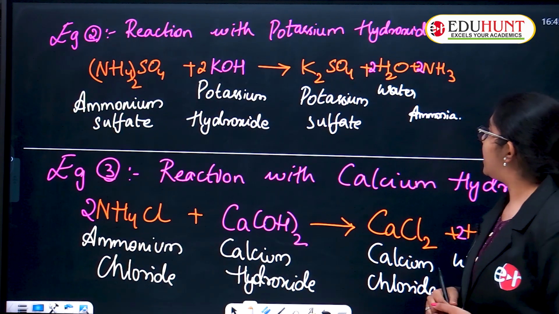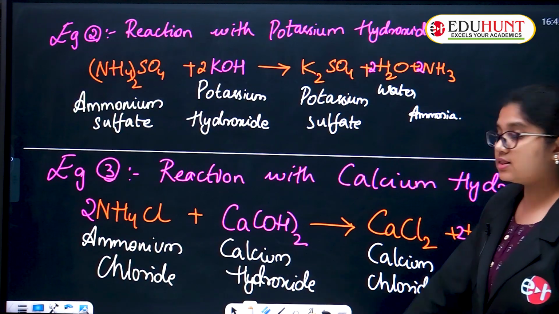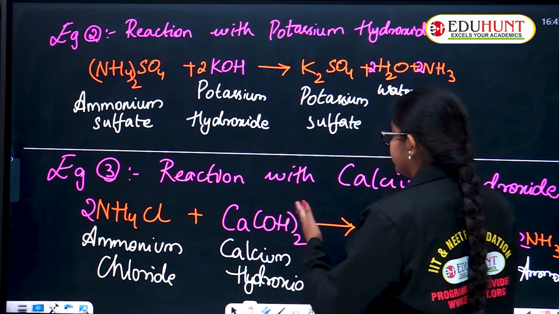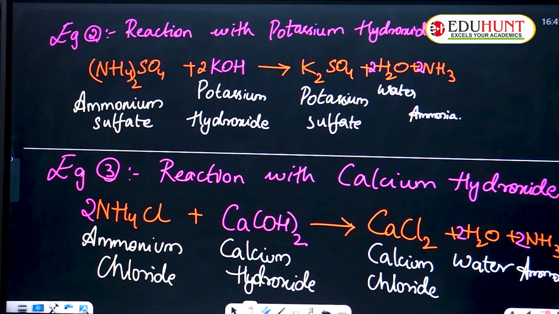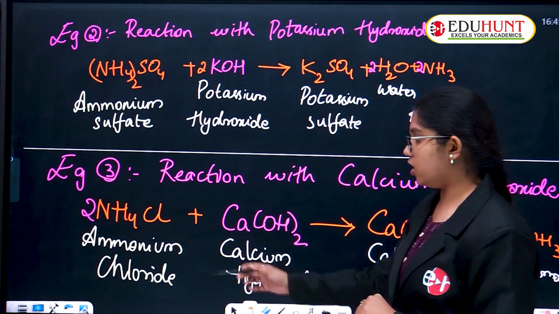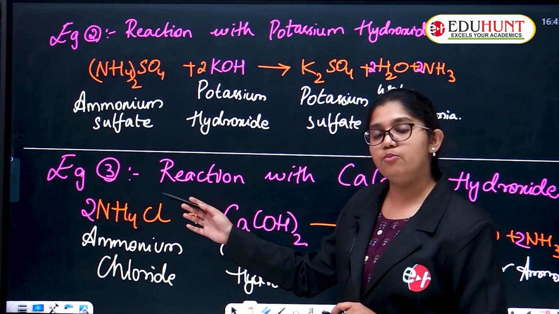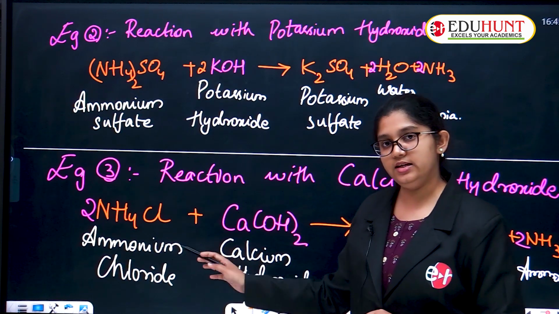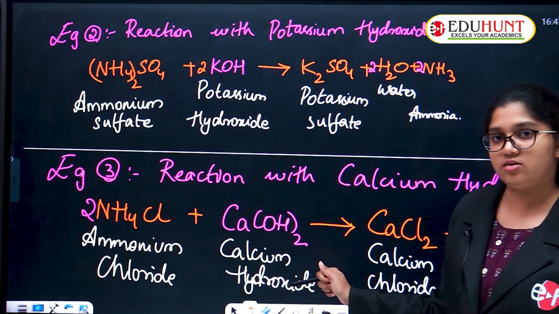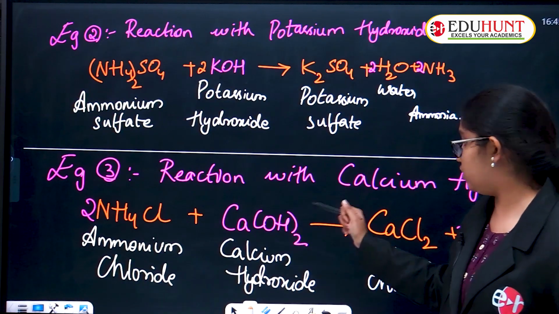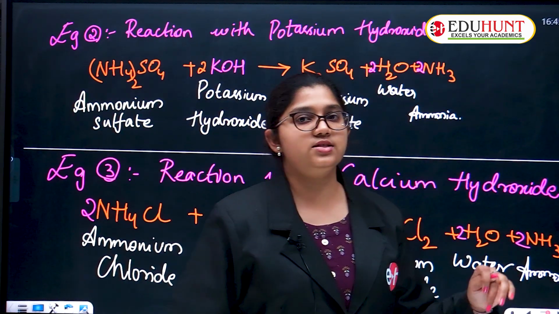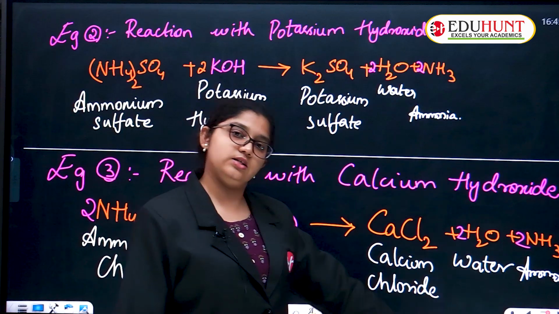Okay, children. And in this third example we have reaction with calcium hydroxide. To this we have taken ammonium chloride also, NH4Cl. We added calcium hydroxide, which is a base. Yes, we got a metal salt that is called calcium chloride, water, and ammonia as well.